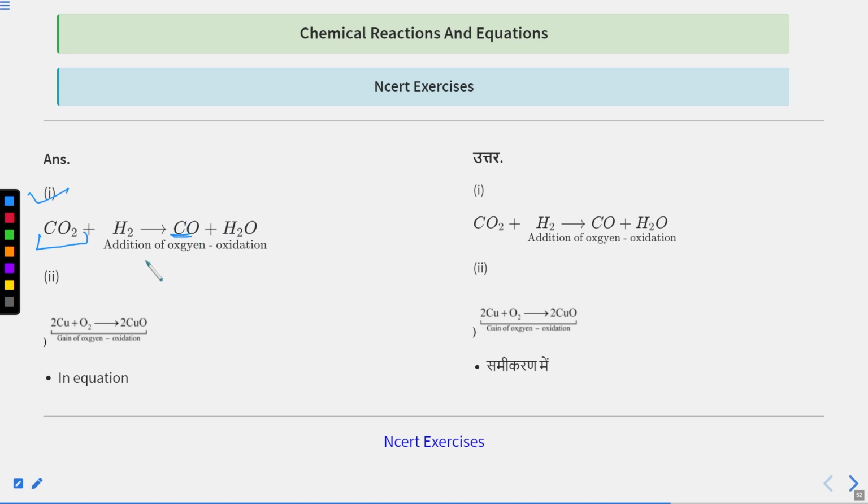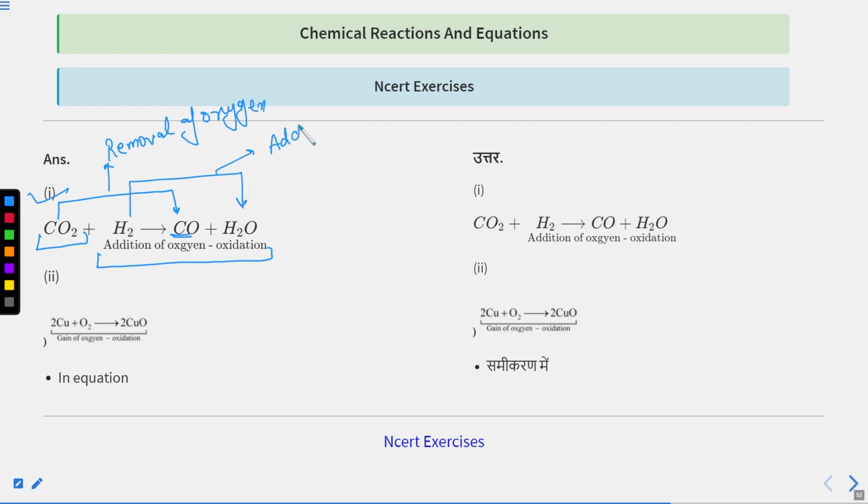Carbon monoxide plus water. So addition of oxygen is known as oxidation. Addition of oxygen. So you can see CO2 is undergoing change to CO. That means removal of oxygen. And H2 to H2O, addition of oxygen. Here you can understand a very simple term. If addition of oxygen is taking place, definitely this is named as oxidation.